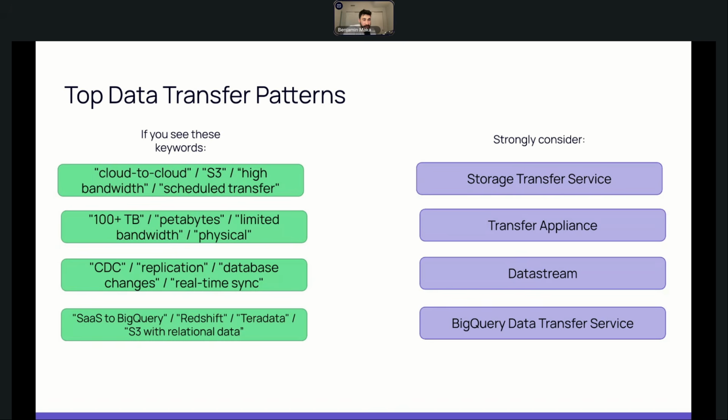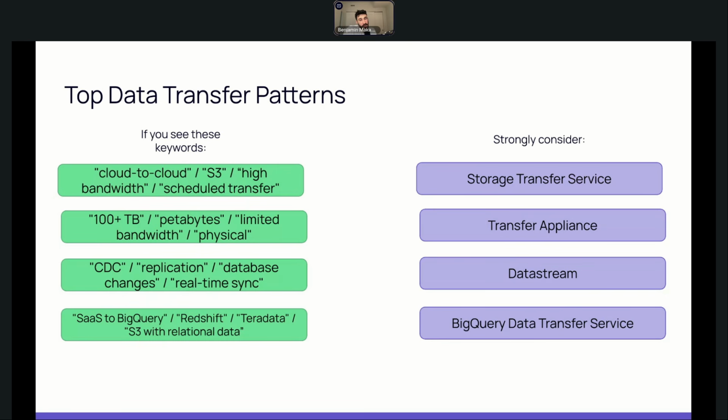If you see change data capture or replication, database replication, or capturing database changes or real-time sync, think of Datastream. That's something that Google is touting more and more in the last few years.